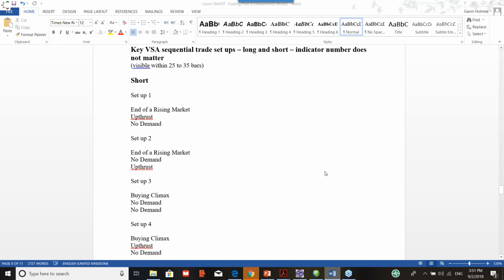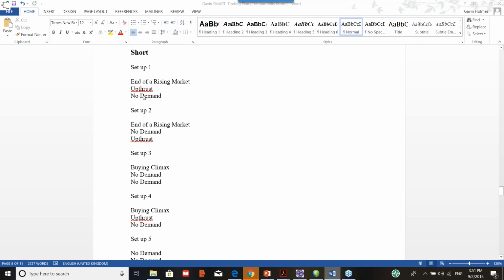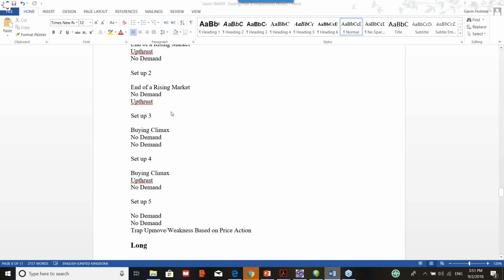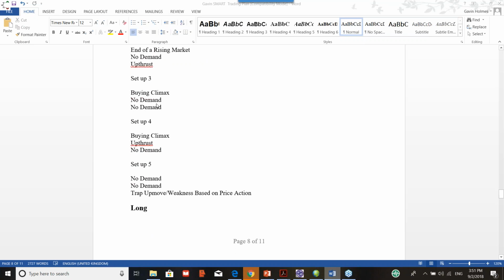These are what we call sequences, VNSA sequences. And these are programmed into the software, the new version. What they do is, you don't always see them, but we're looking for them within 25 price bars. Let me be clear: 25 to 35 price bars is where we're looking. And we look for these sequences to appear, and you'll see they all make sense.